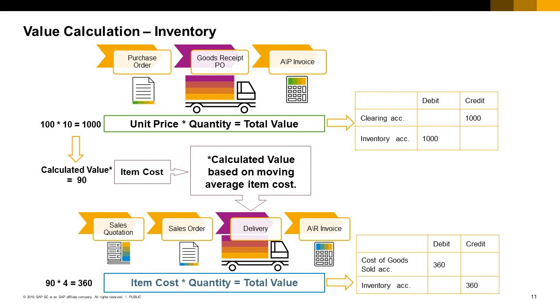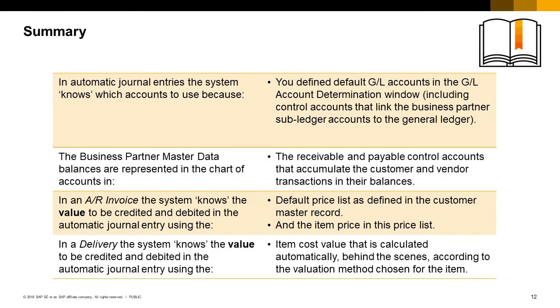However, the value of the journal entry linked to the delivery sent to the customer is 360. That is, the quantity of 4 items multiplied by the item cost value at that moment, 90. Remember that the total value of the invoice based on that delivery was 440. It was calculated according to the reseller price list, 110, that is defined as the default price list in the customer master data record. In automatic journal entries, the system knows which accounts to use because you defined default GL accounts in the GL account determination window.